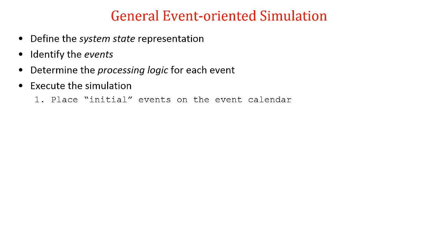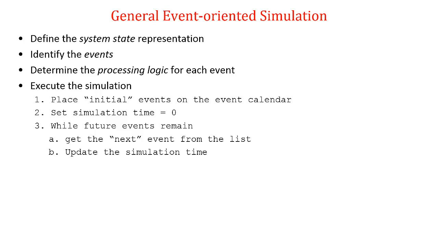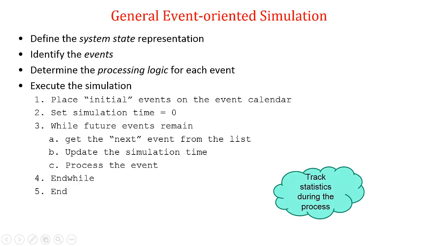and then the execution of the simulation just follows the process where we place initial events on the event calendar, we initialize the simulation time to 0, and then we loop while we have future events. In the loop, we get the next event from the list, and in this context, next essentially means the next one in simulated time. We update the simulation time to match that next event time. We process the event, by executing the processing logic that we've defined, and then we exit the loop. That's essentially the process that we follow in doing event-oriented simulation, regardless of what we're actually simulating. Meanwhile, the entire time we're executing this loop, we're tracking the statistics.